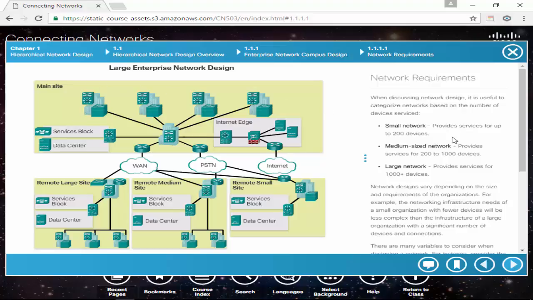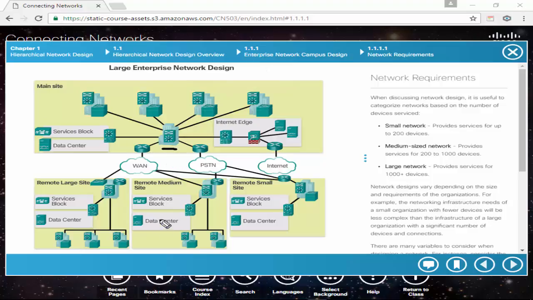First you're going to need to know what determines a small, a medium, or a large network. A small network provides service for up to 200. Medium is 200 to 1,000, and large is over 1,000. So most of our networks in the surrounding area are probably 200 to 1,000 devices, if not small.